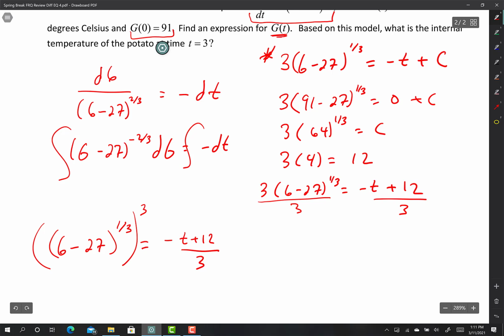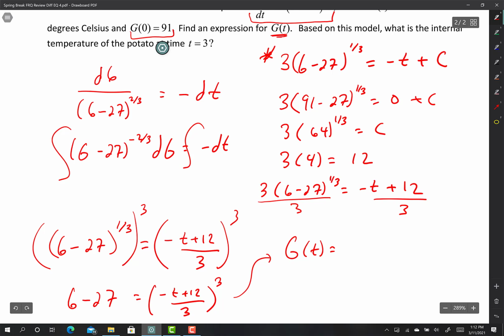And now I'm going to raise it to the 3rd power, and I'm going to raise this to the 3rd power. So g minus 27 equals this guy to the 3rd power. I already started writing it, so too bad. Negative t plus 12 over 3. Of course, you can rewrite this as a single term, negative 1/3 t plus 4 to the 3rd power. Just move the 27 over. So g of t is equal to negative t plus 12 over 3 to the 3rd power plus 27. All right, there it is.